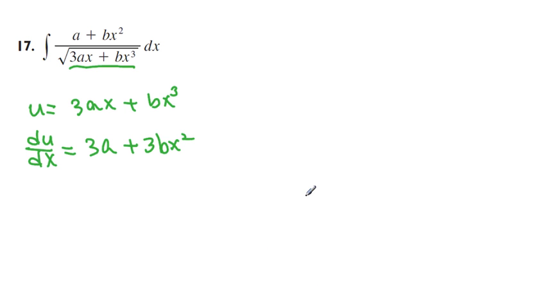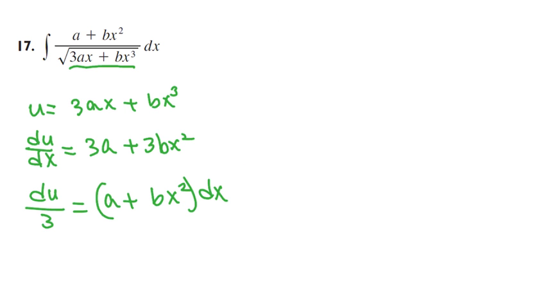Now, then notice that this one looks somewhat similar to this one, except the factor of 3. So in fact, what we end up getting is this, du over 3, I'm skipping one step here, is equal to a plus bx squared whole thing times dx, which we get to see right over here. Now, if you have to rewrite this one, what we end up getting is this integral of 1 over square root of u, because we replace that with the inside value, and we'll end up having du over 3.